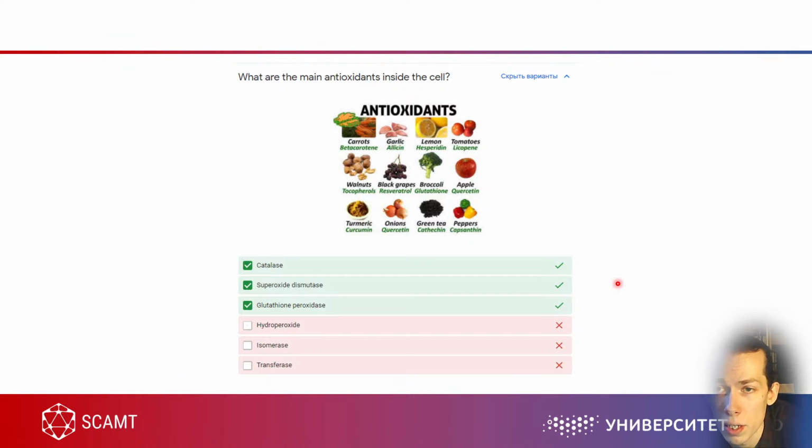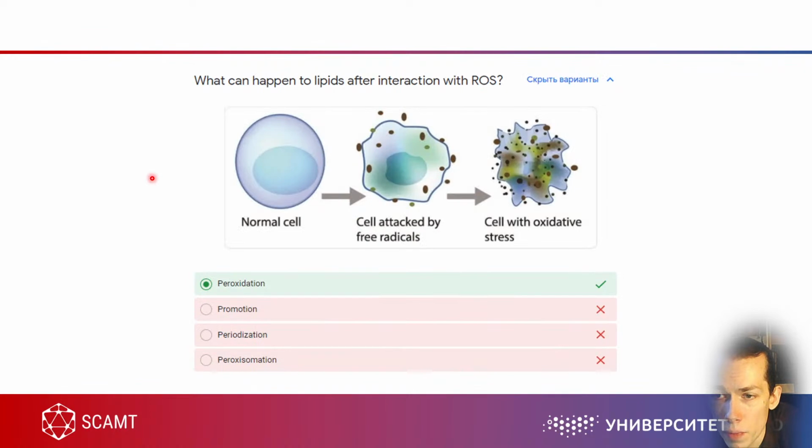What are the main antioxidants inside the cell? It's catalase, superoxide dismutase, and glutathione peroxidase. All of the other options are not connected with ROS species at all. Hydroperoxide, well, it's hydroperoxide. So these three are the correct answers.